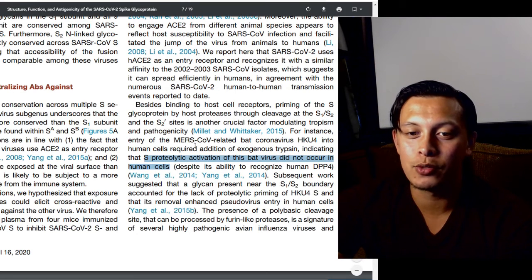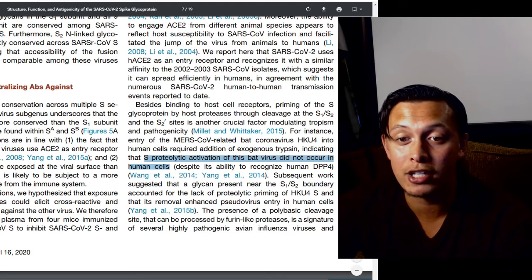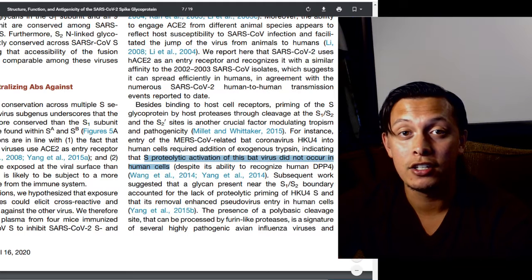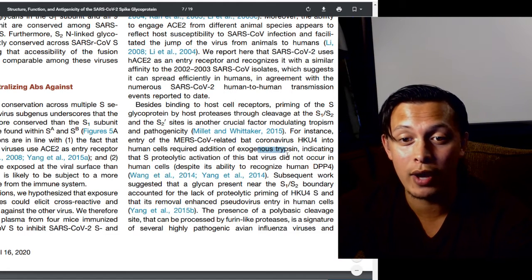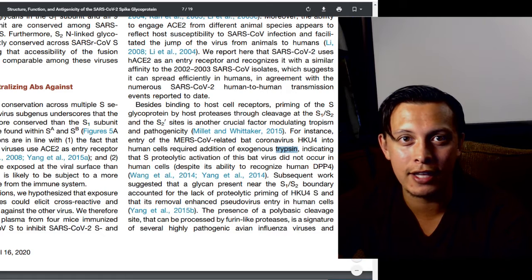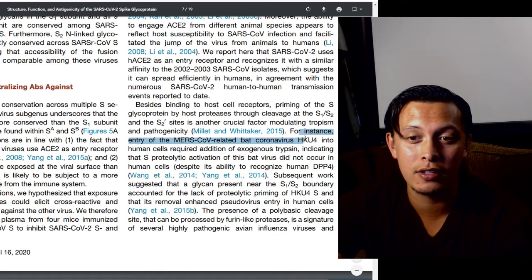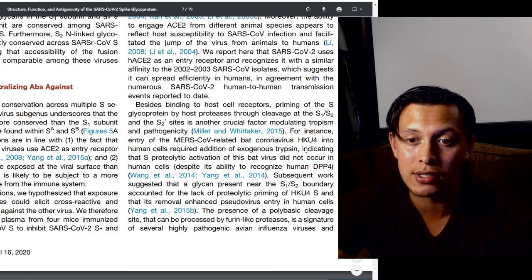So what they're saying is when they tried to, not this particular lab, but a different lab, when they tried to infect a line of human cells with HKU4, they really had to add a lot of protease to it for it to effectively work. So this would indicate that this virus is difficult to get into human cells.